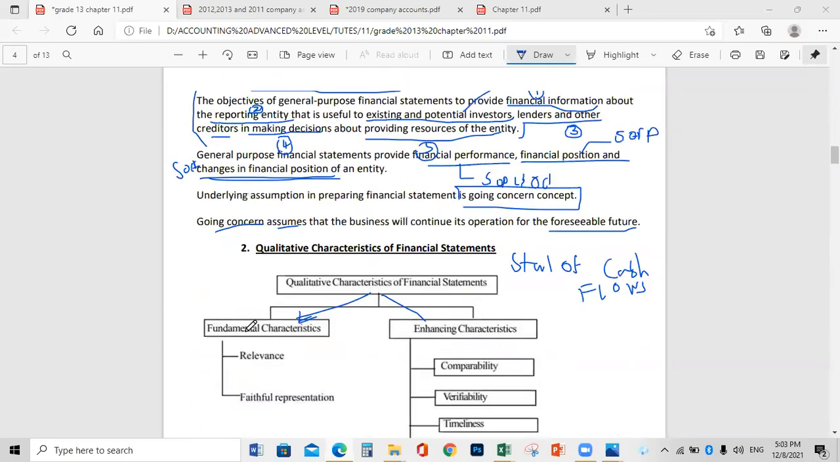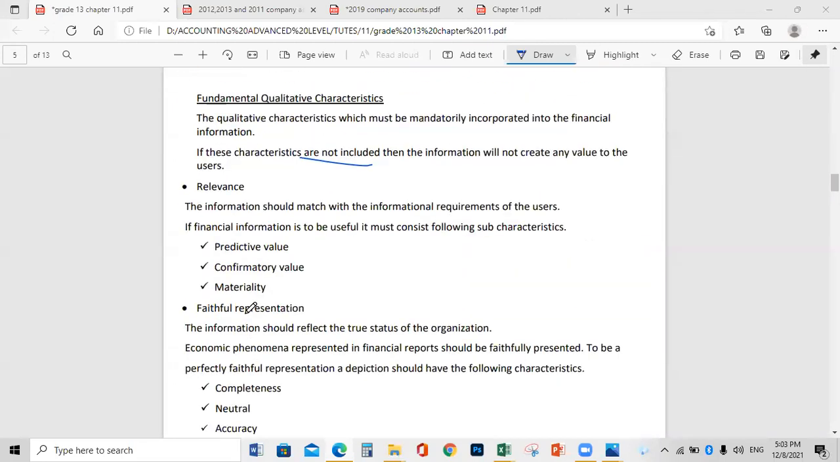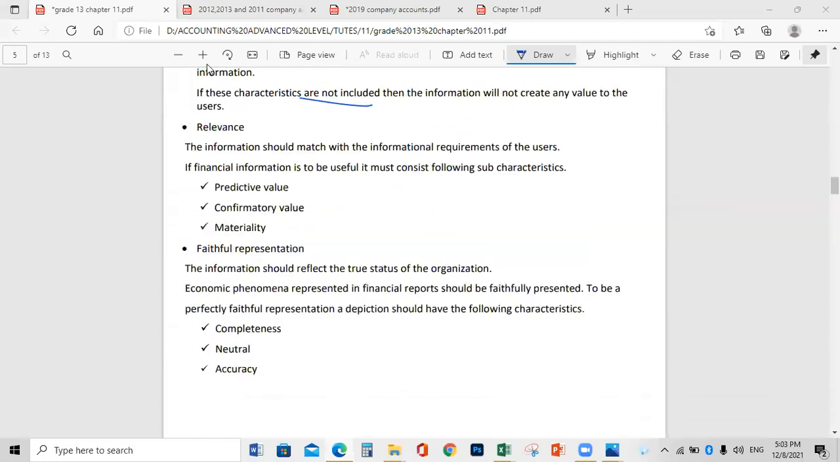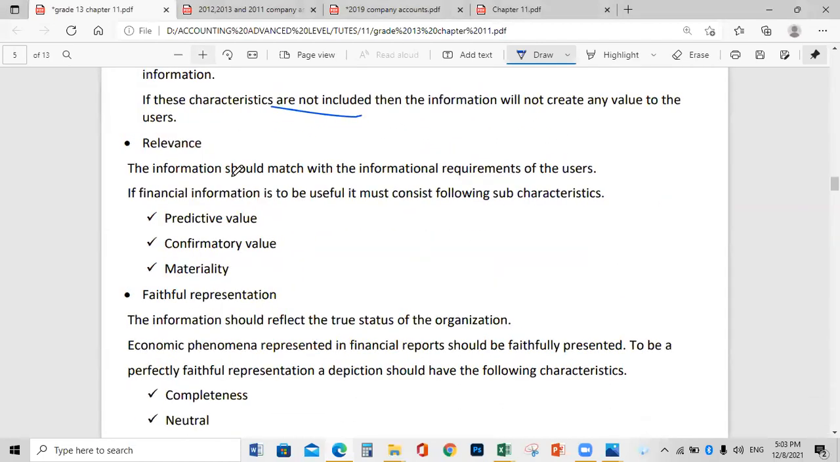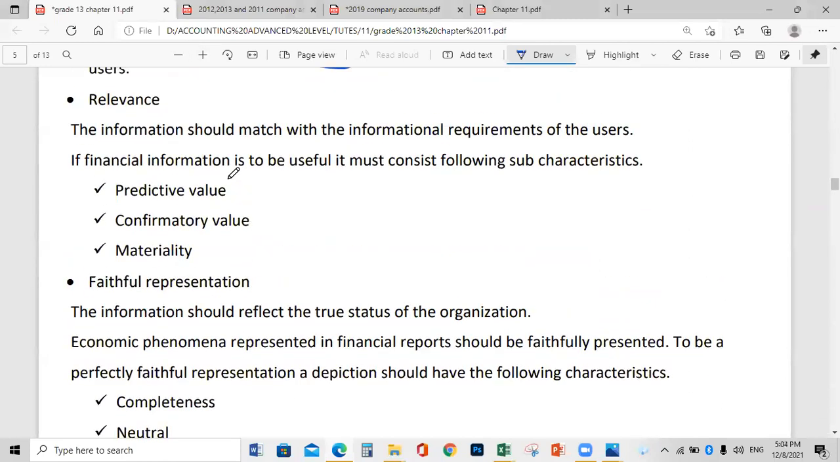First of all, under fundamental, you have two main types. One is relevance, the other one is faithful representation. Now you are going to study what is relevance. Relevance means the information should match the informational requirements of the users.